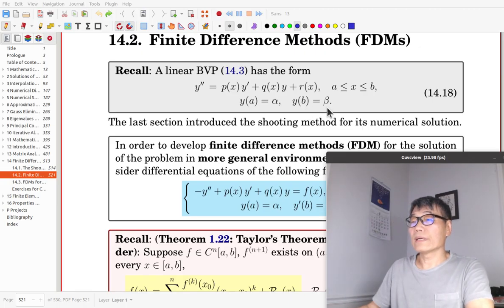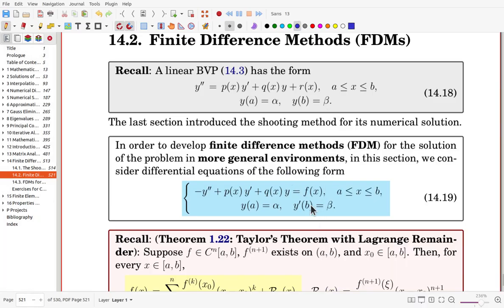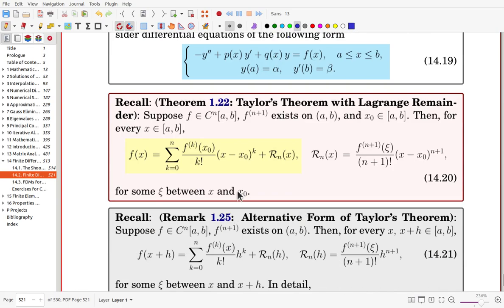Now, once the problem is given in this way, here at the right edge point, rather than the function value, its derivative is given. In this case, the shooting method is hardly applicable. So we'll develop the finite difference method for solving such problems in more general environments. Let's begin with recalls.